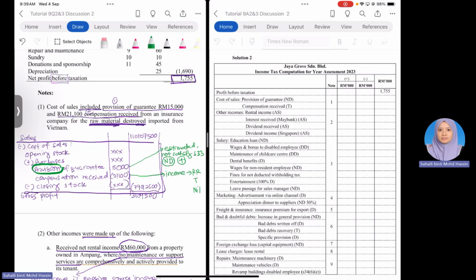Provision for guarantee. So the key point is there. When we have the word provision, we know that this is only an estimated amount, which does not satisfy section 33 subsection 1, which does not allow for the deduction. So 15,000 ringgit is already included in the total of 7.9 million ringgit, which is already deducted in arriving at net profit before taxation. But in taxation, we know that this amount does not satisfy section 33 subsection 1. Thus, we have to add back the amount, 15,000 ringgit.